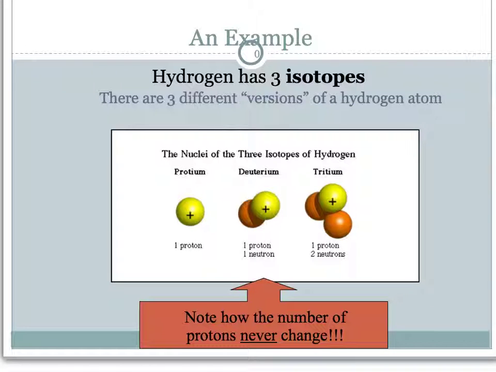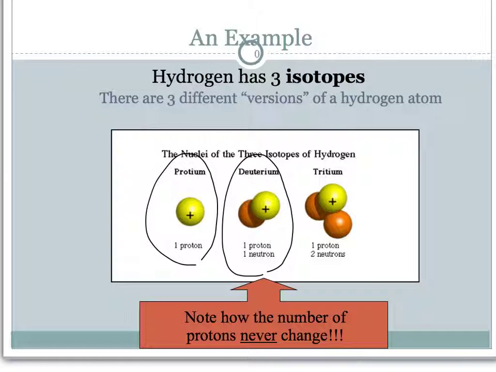For an example, hydrogen has 3 isotopes. There are 3 different versions of hydrogen, and we see those versions right here. We have protium, which has 1 proton, deuterium, which has a proton and a neutron, and tritium, which has 1 proton and 2 neutrons. Note that the number of protons never changes. If you change the number of protons, you change the element.